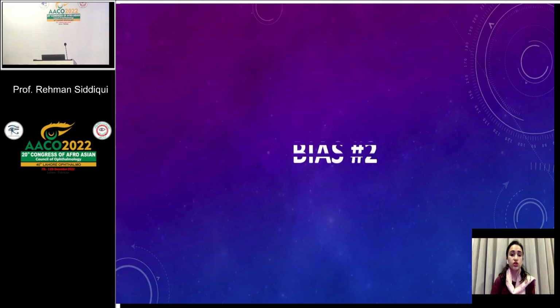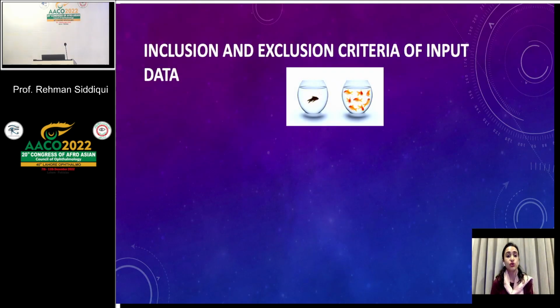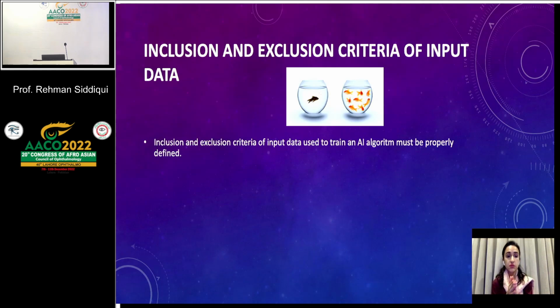Now, coming on to bias number 2. This was the inclusion and exclusion criteria of input data. Now, what this means is that when I am developing an AI system, I will outline the kind of populations that I have used in that trial. So this must be properly defined, like what kinds of populations were used or what kinds of populations were left out of the trial.